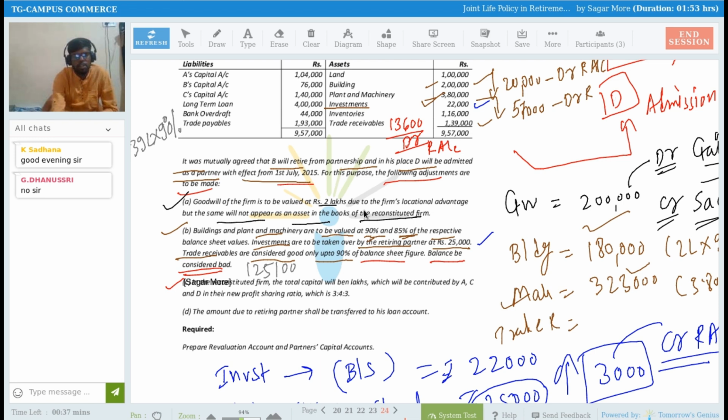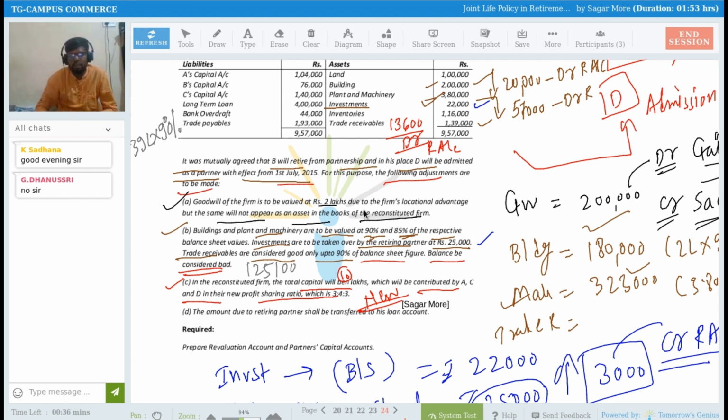Now adjustment number C. In the reconstituted firm, the total capital will be, I guess, 10 lakhs. I will check. Total capital of the firm will be 10 lakhs, which will be constituted by A, C, and D in their new profit sharing ratio of 3:4:3. So after retirement of partner B and admission of partner D, the closing capital of the firm will be 10 lakhs, and it will be shared between partners A, C, and D as per their new profit sharing ratio, that is 3:4:3, right?